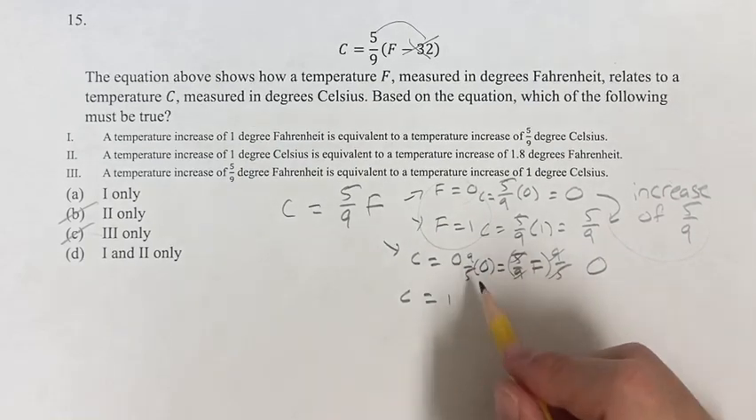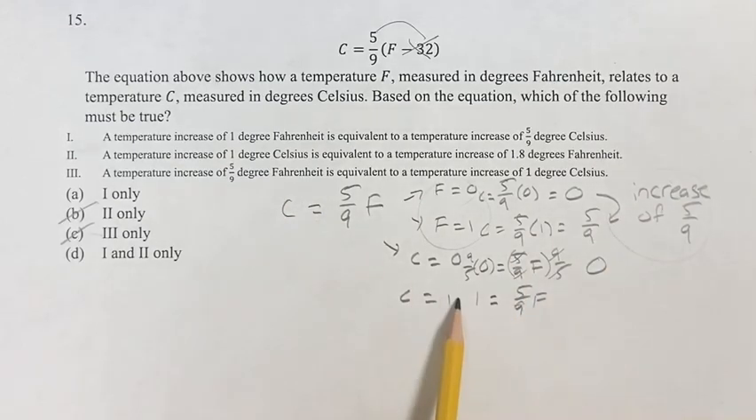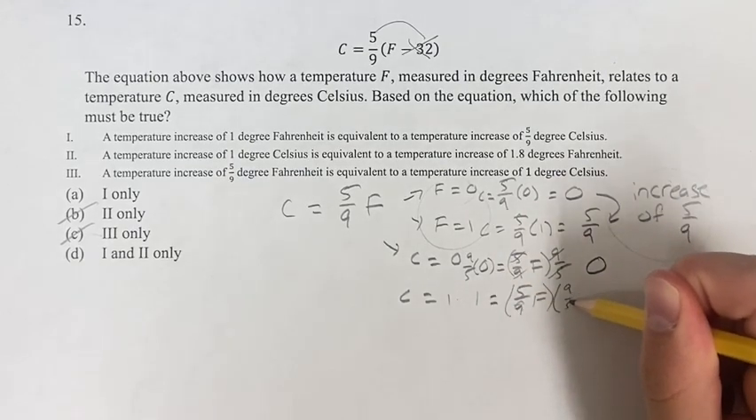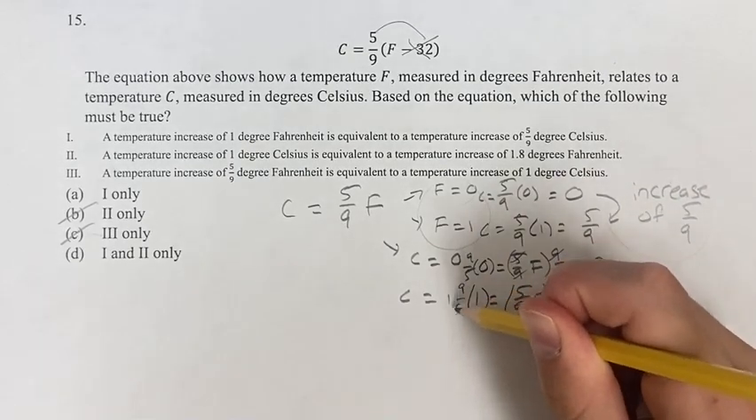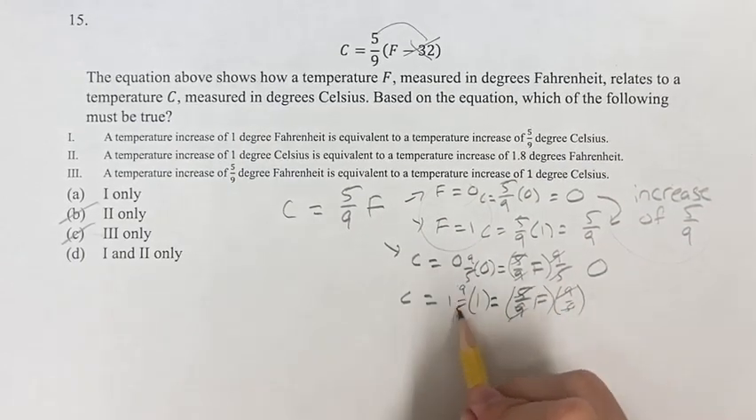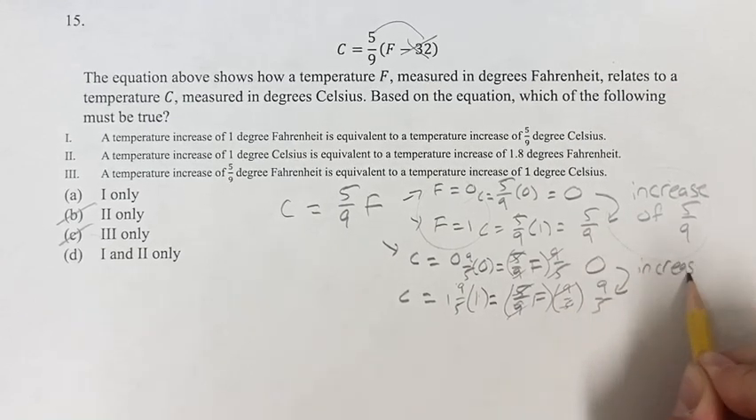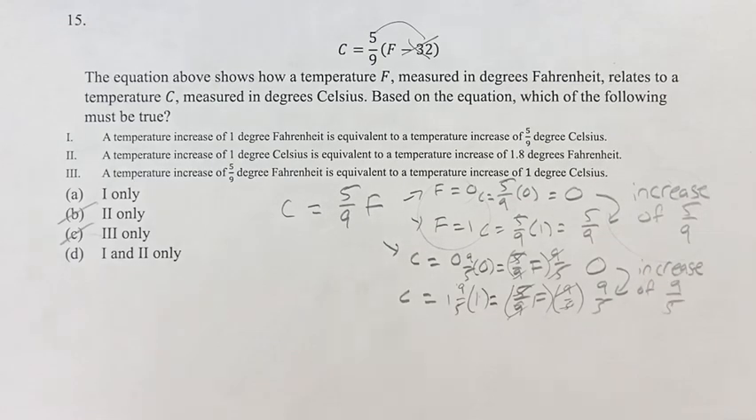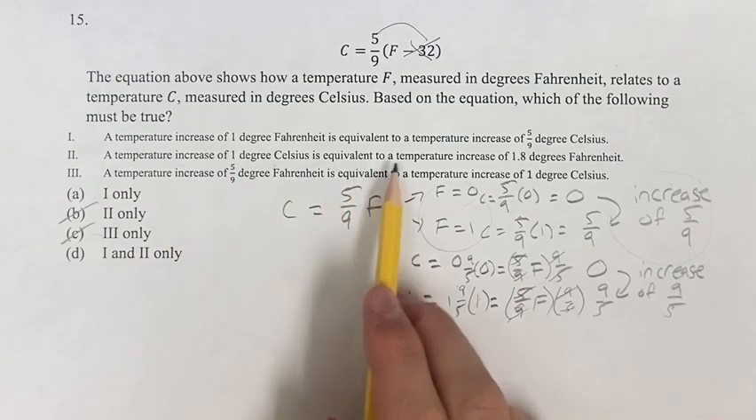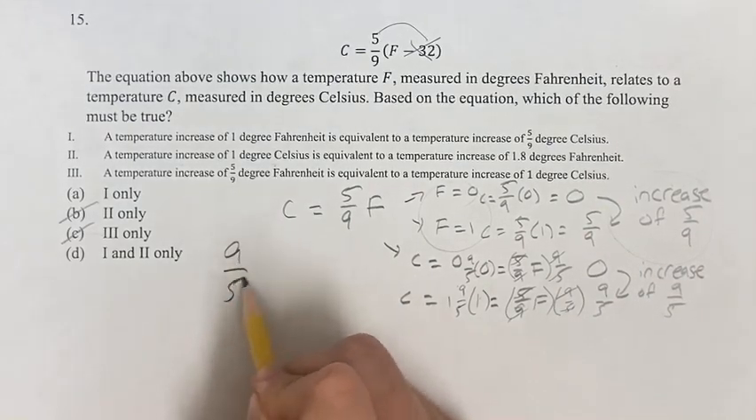Over here, we have 1 is equal to 5/9 F, again plugging in 1 for C. And again, we're going to multiply by 9/5 on both sides because these will cancel. We get F is equal to 9/5 times 1, which is 9/5. So this is an increase of 9/5. So a temperature increase of 1 degree Celsius is equivalent to a temperature increase of 1.8 degrees Fahrenheit. Well, that actually is the case because 9/5 is equal to 1.8.